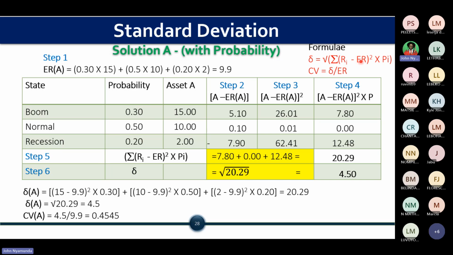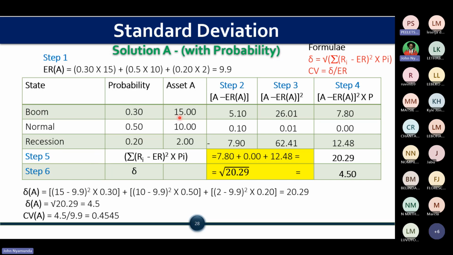We already know, most of you got it right there. Expected return is equal to probability times that. So it's 0.3 times 15, 0.5 times 10, 0.2 times 2, which gives us 9.9. Now we just go back to our formula and do it per line.